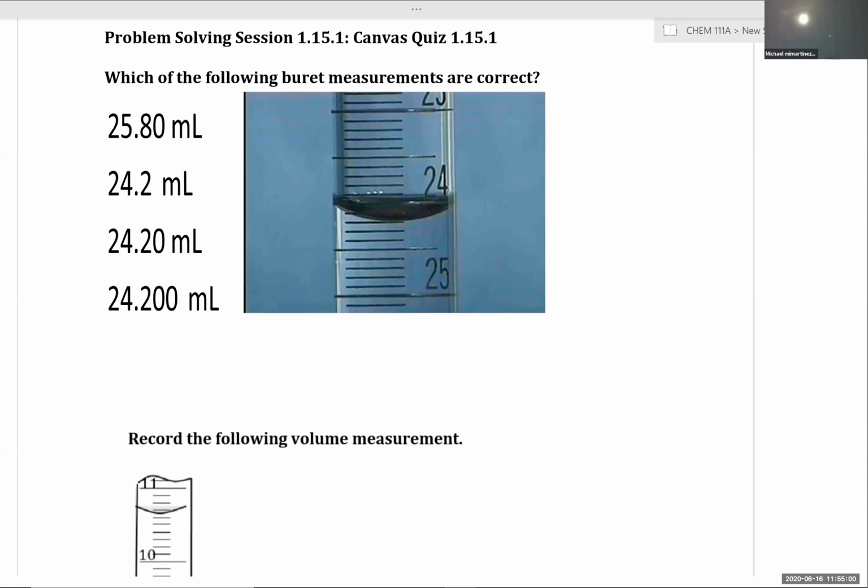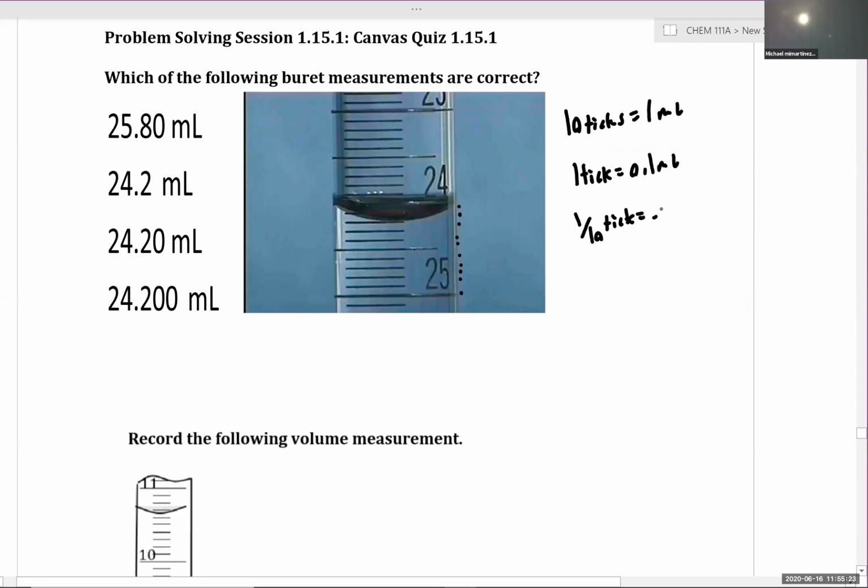Okay, so let's discuss. So first and foremost, for this buret, we know that 10 ticks are equal to 1 mil. You can manually count that. So then 1 tick would be 0.1 mil. A tenth of a tick would be 0.01 mils. We know that we're past the second. We're just about at the second tick mark.